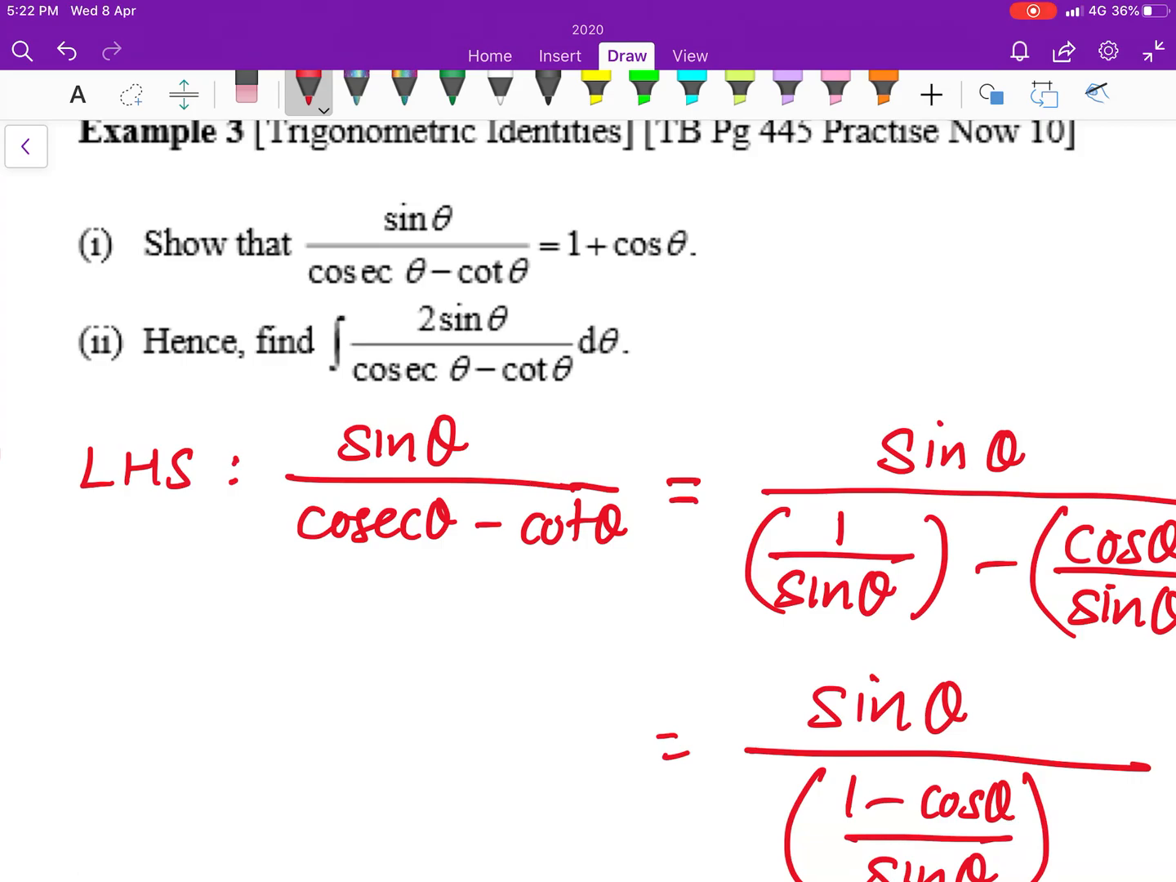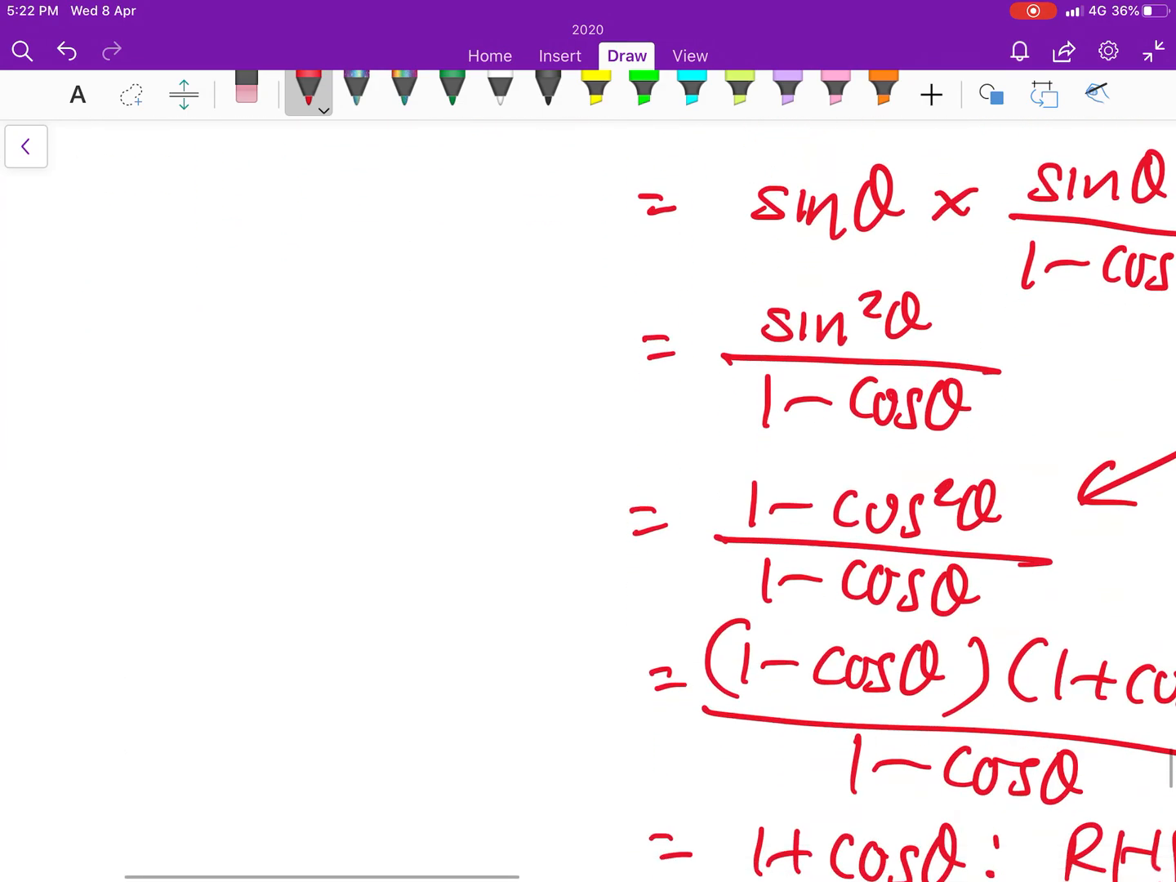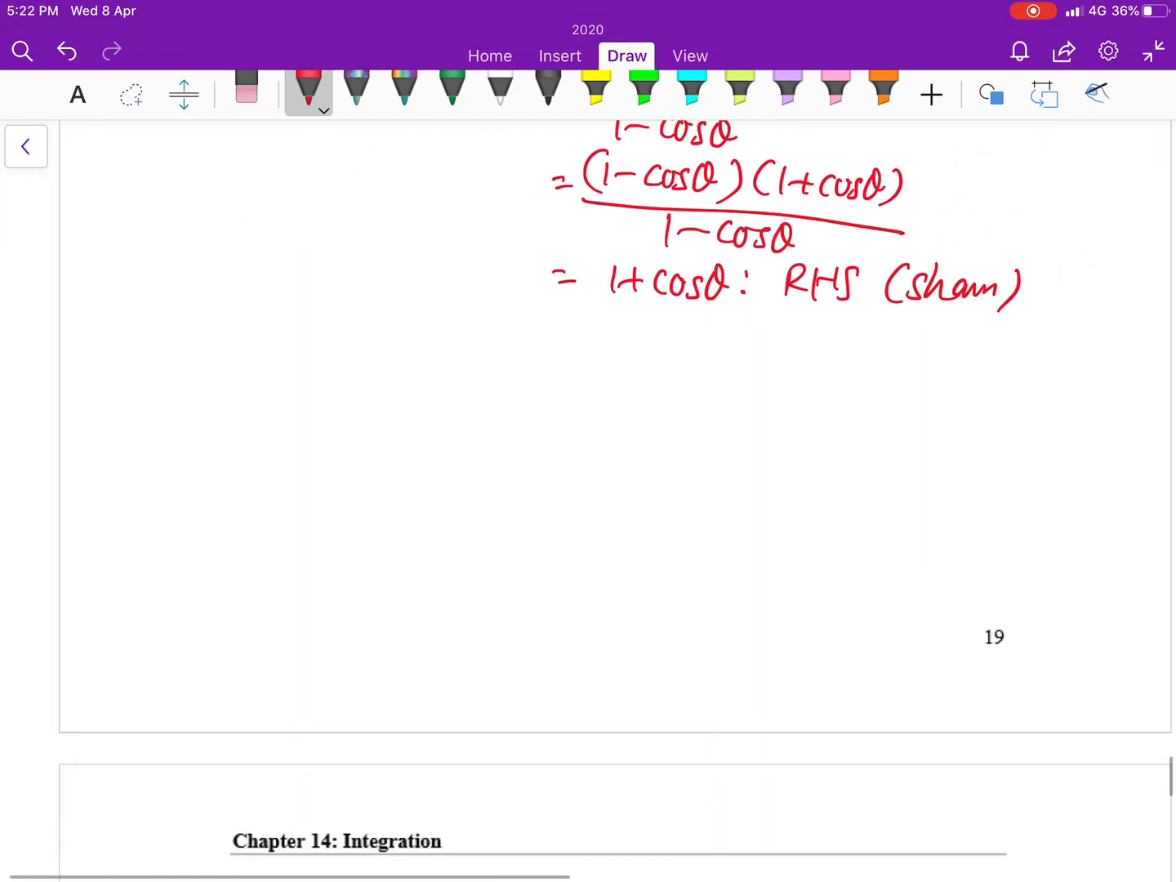Okay, part 2, hence find this. If I were to see this question without doing the trigo identity, it's almost impossible. So that's why there's a part 1 to do the trigo identity. The only difference, as we compare this and the one at the bottom, is this number 2. Alright, so don't worry, this number 2 can be brought out. I will bring this 2 out.